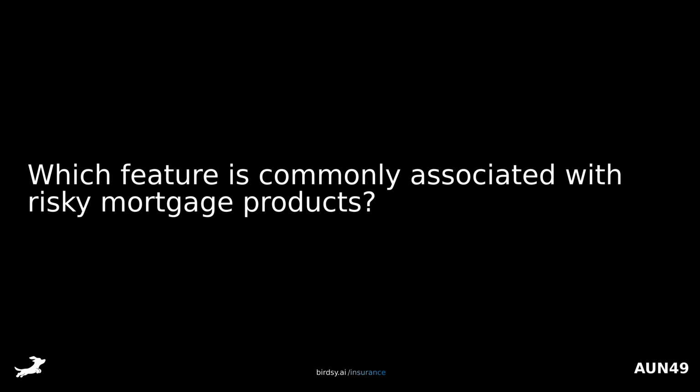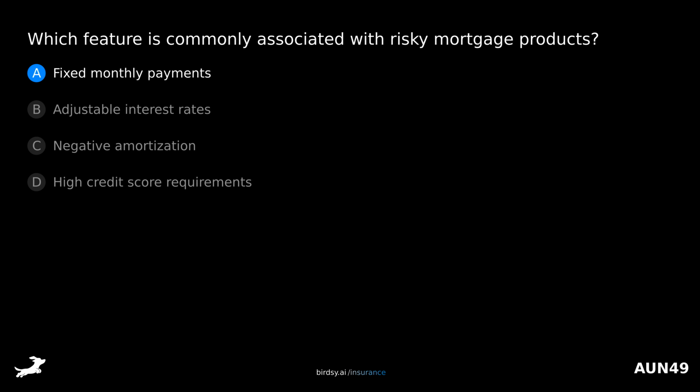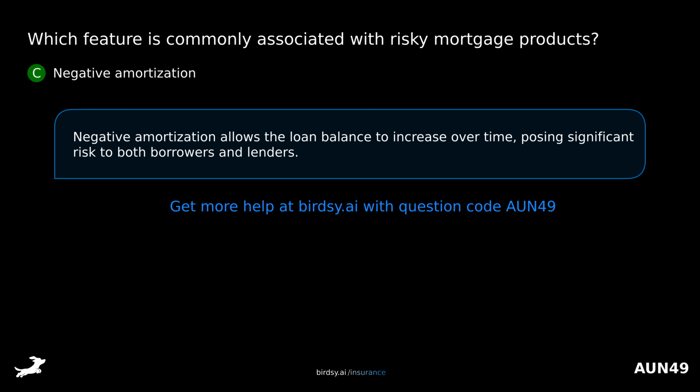Which feature is commonly associated with risky mortgage products? Is it A, fixed monthly payments, B, adjustable interest rates, C, negative amortization, or D, high credit score requirements? The answer is C, negative amortization. Negative amortization allows the loan balance to increase over time, posing significant risk to both borrowers and lenders.